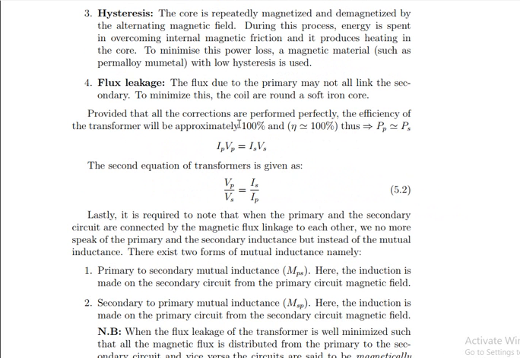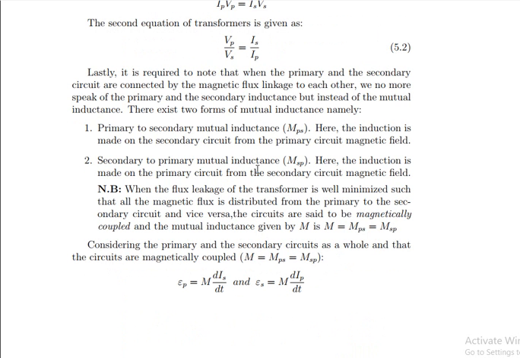So all of these are going to make sure that the efficiency becomes 100%. And if the efficiency becomes 100%, then IPVP, the power input, is going to be equal to the power output. If the power input is equal to the power output, then it implies that VP over VS will be equal to IS over IP.